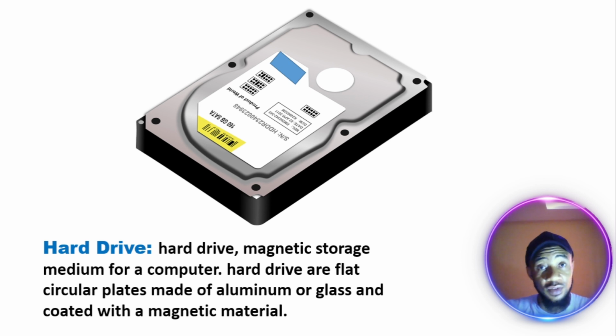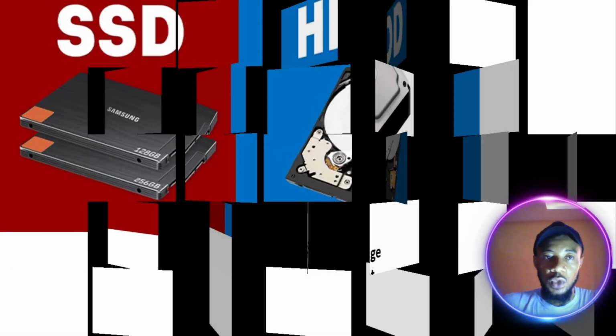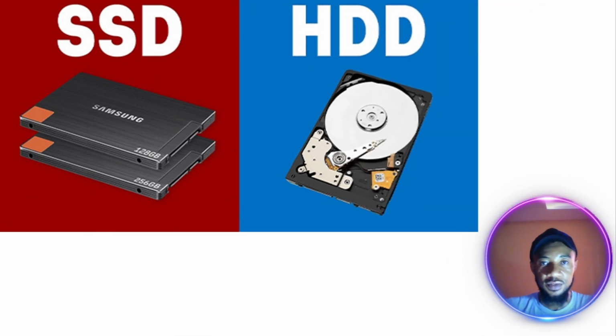If you have image files, video files, text files, any downloaded document at all, they are stored on your hard drive. So the more hard drive space you have, the more files you can have on your system. We have two types of hard drive: the SSD and the HDD. The SSD means solid state drive and the HDD is the hard disk drive.